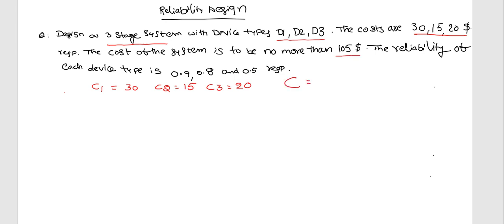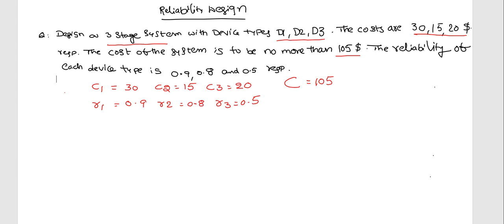This is the given, and the cost of the system is to be no more than 105. That is, the total cost of the system is a maximum of $105, and for the reliability of each device, assume R1 is equal to the reliability of device 1, R2 the reliability of device 2, R3 the reliability of device 3. This is the given information.